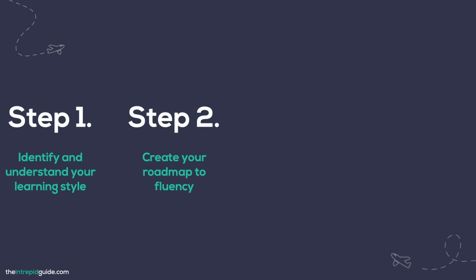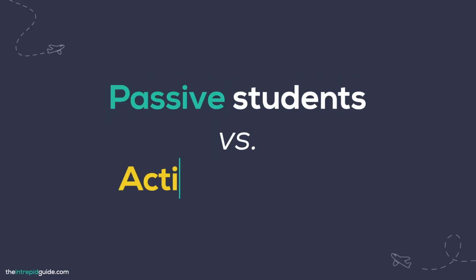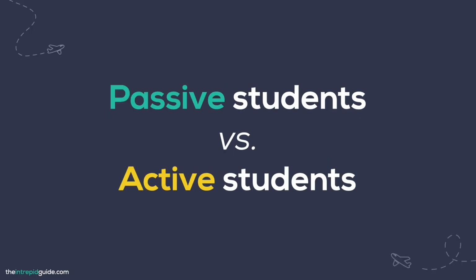Now, across all learning styles, there are 2 types of language students. There's passive and there's active. Now, identifying which group should be easy. It's so easy, in fact, I'm going to tell you the answer. Now, you want to be an active student. Why? Well, let's break down the 2 different types.